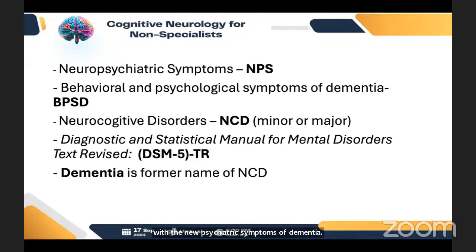Those are abbreviations that I will just go through quickly. Neuropsychiatric symptoms, NPS, behavioral and psychological symptoms of dementia, and then NCD will stand for neurocognitive disorder. The DSM is the Diagnostic and Statistical Manual of Mental Health Disorders. The latest version is the fifth text revised, and as I said, dementia is just a former name of neurocognitive disorder, so they will be used together.